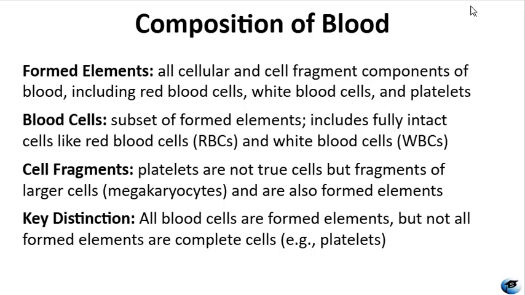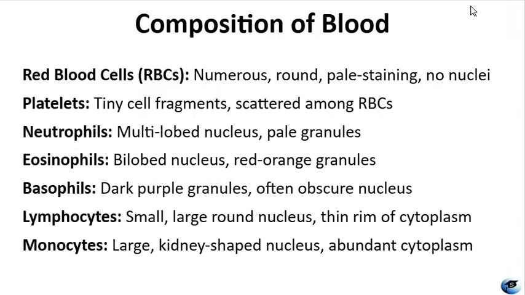Platelets, on the other hand, are not true cells. They're cell fragments derived from large bone marrow cells called megakaryocytes. Even though they lack nuclei, they're just fragments, platelets are still considered formed elements because they circulate in the blood and perform essential functions, in this case, blood clotting. So here's the key distinction to keep in mind. All blood cells are formed elements, but not all formed elements are blood cells, because platelets, while important, are not full cells.